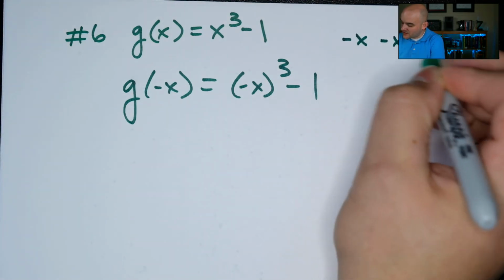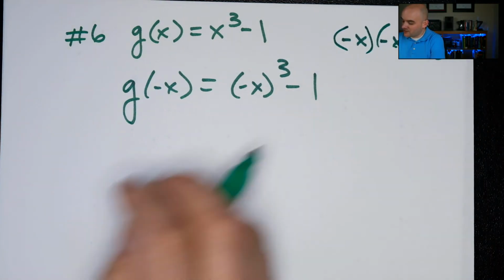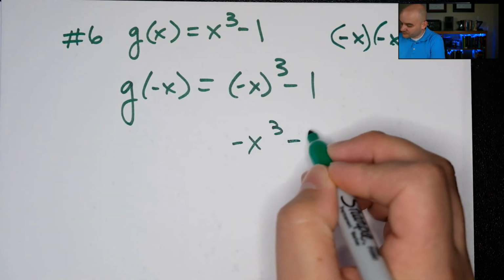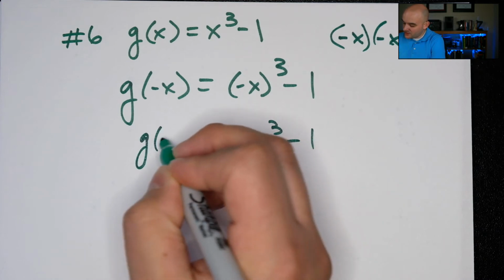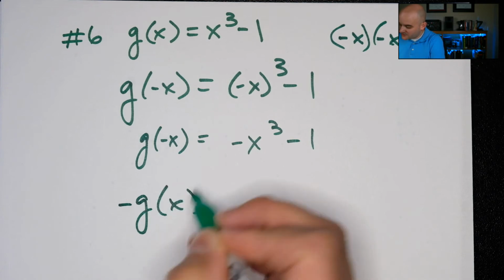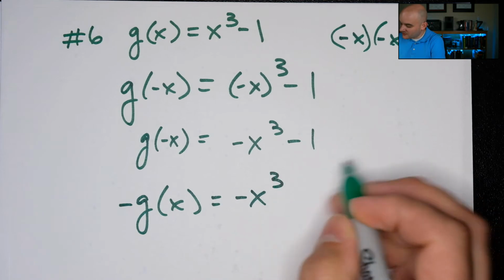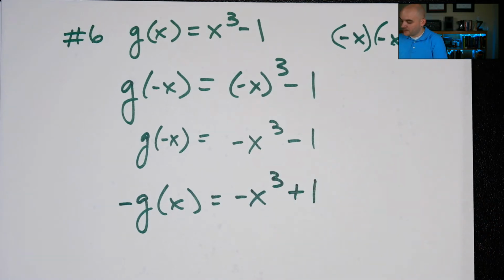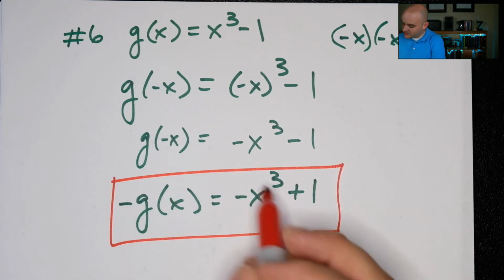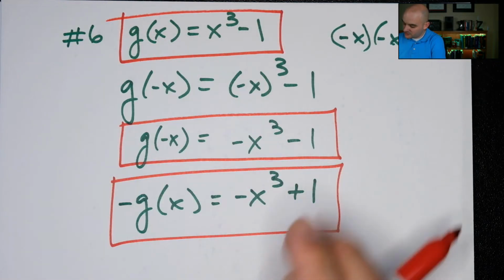Negative x cubed, because it's raised to an odd exponent, remember it's like saying negative x times negative x times negative x. These two multiply to give you a positive x squared, but multiplying by that third one gives you a negative number. So it's going to be negative x cubed minus 1. That is the g of negative x. If I take the negative g of x, it's multiplying each one of these terms by a negative 1, and I get negative x cubed plus 1. So looking at these right here, I've got this one, and this one.